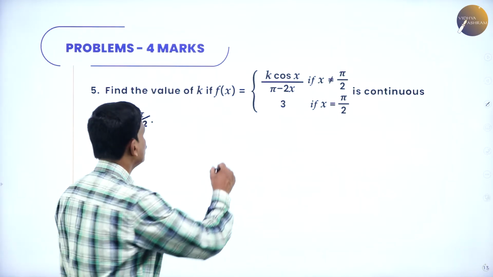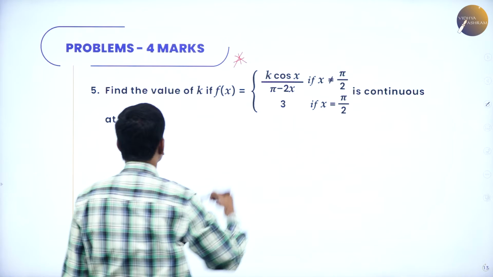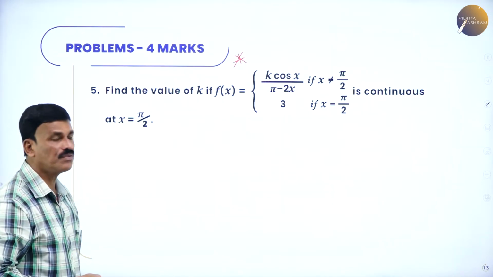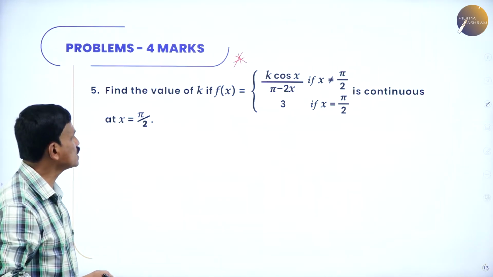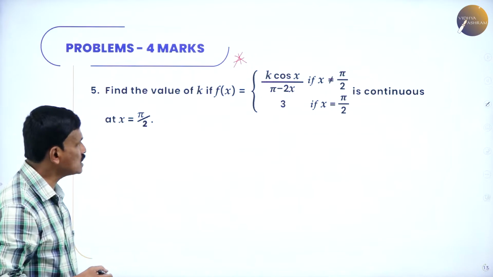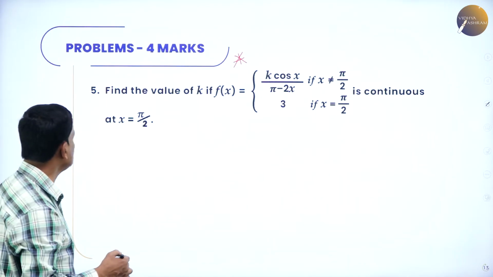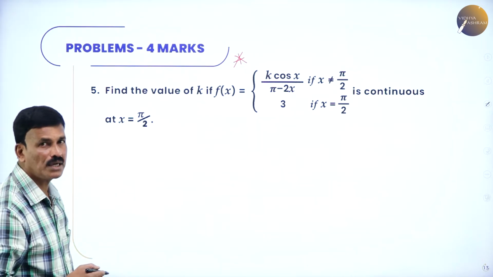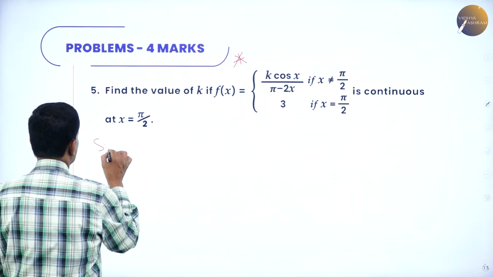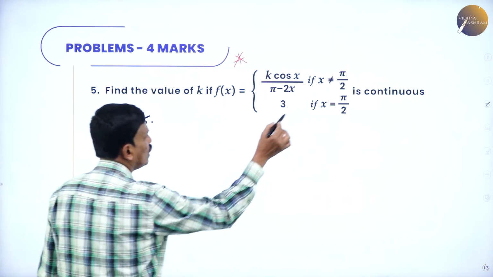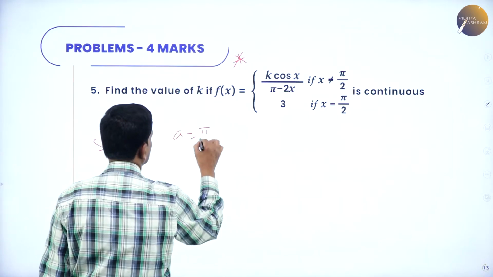Now, this is also a very important problem indeed. Now, what is given? Find the value of k if f of x is equal to k into cos x divided by pi minus 2x if x is not equal to pi by 2, 3 if x is equal to pi by 2, is continuous at x is equal to pi by 2. Now, what is given here? The value of a is equal to pi by 2.